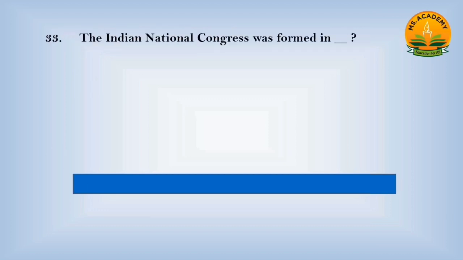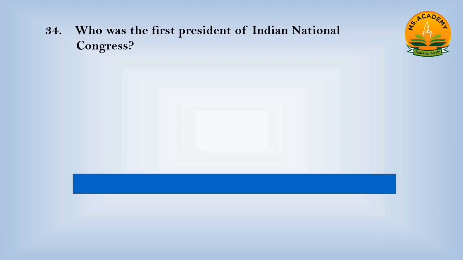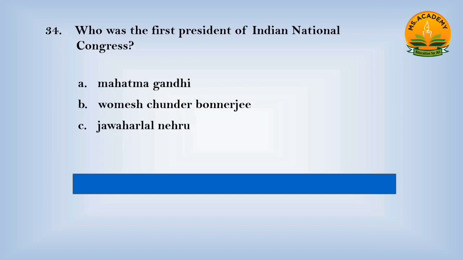The Indian National Congress was formed in A. 1885, B. 1886, C. 1887. Answer is A. 1885. Who was the first president of Indian National Congress? A. Mahatma Gandhi, B. Womesh Chandra Banerjee, C. Jawaharlal Nehru. Answer is B. Womesh Chandra Banerjee.